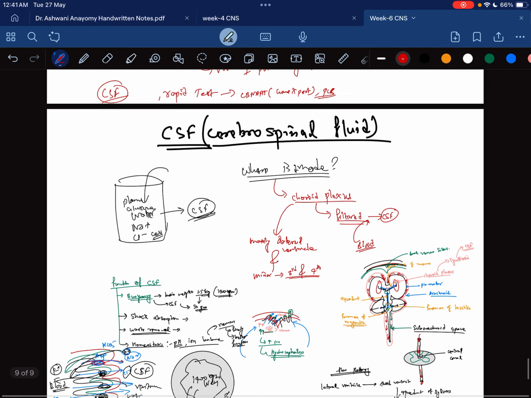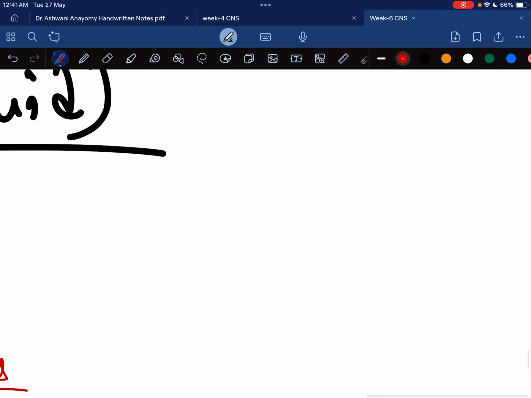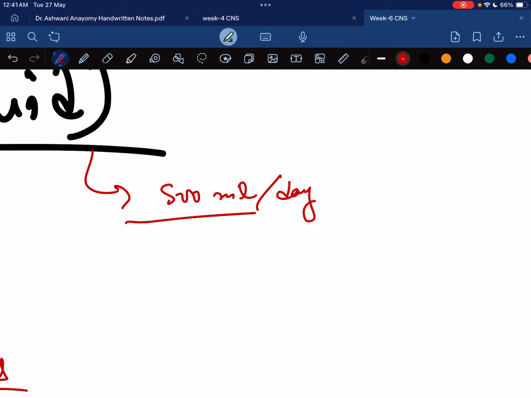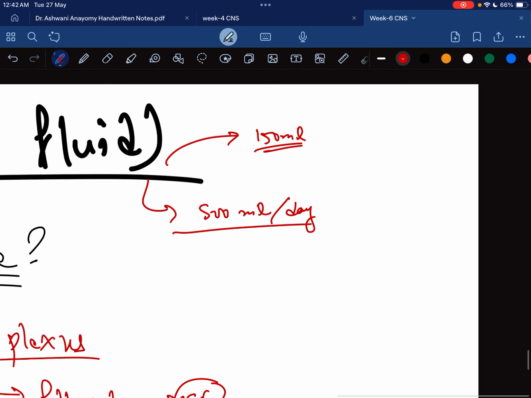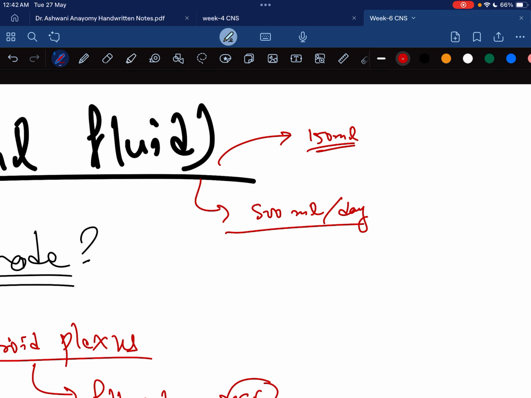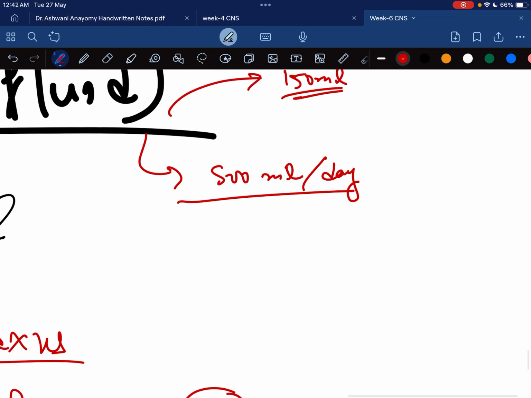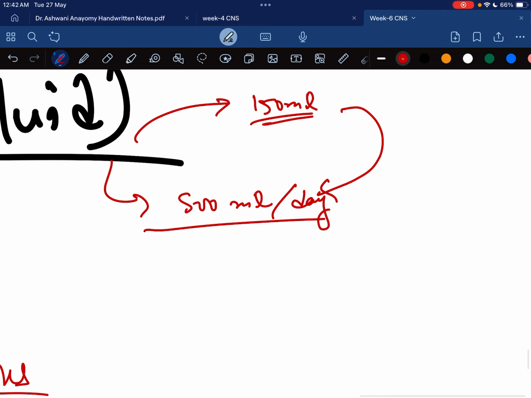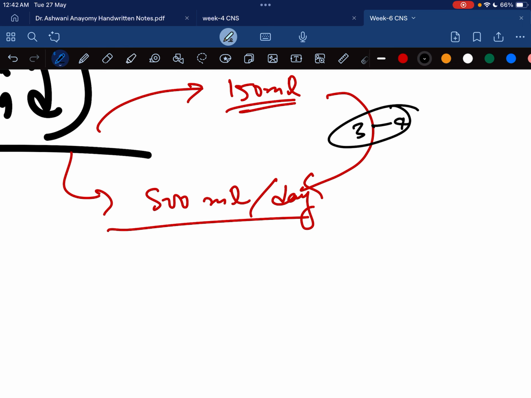So for the basic information, cerebrospinal fluid is synthesized at 500 ml per day, and normally there is 150 ml of CSF present in this space. It is rapidly circulated, absorbed and secreted, so 3 to 4 times its volume is synthesized and replaced in a day.